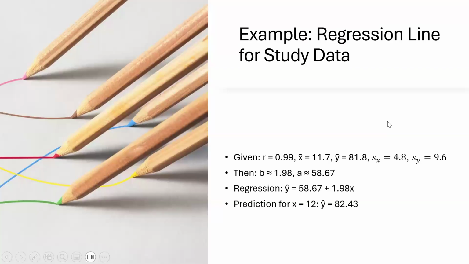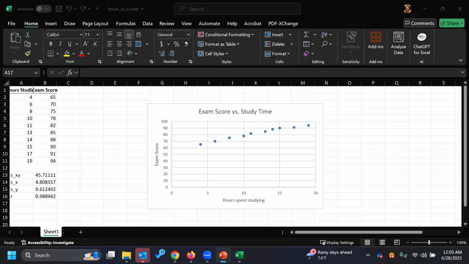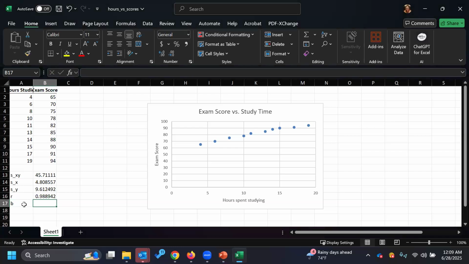Okay, let's look at how to calculate these in Excel. We already got our standard deviation of X and our standard deviation of Y and the R, so we can jump right into calculating the B. According to the formula, it is R, which is B16, times Sy, the standard deviation of the Y, that's B15, divided by the standard deviation of the X, that's B14. So there's our slope, 1.98.